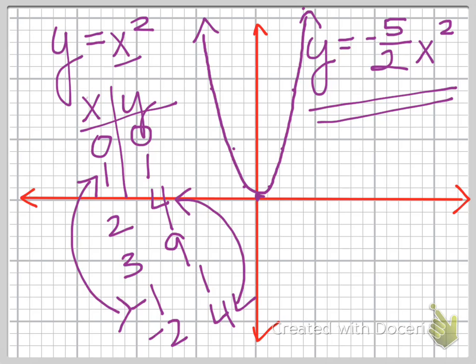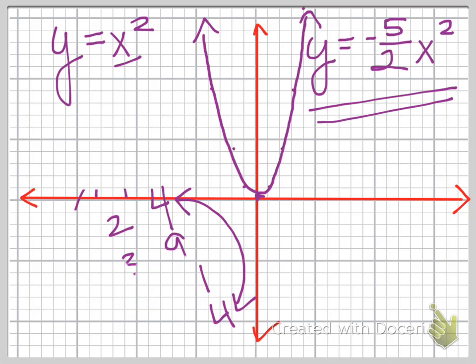I'm having way too much fun here. I'm just going to erase some of this. I don't want to erase my lines, so I'm just going to get close and leave some of that. I know it's going to bother many of you, but you're just going to have to suck it up. All right, we're predicting y is equal to negative 5 halves x squared.